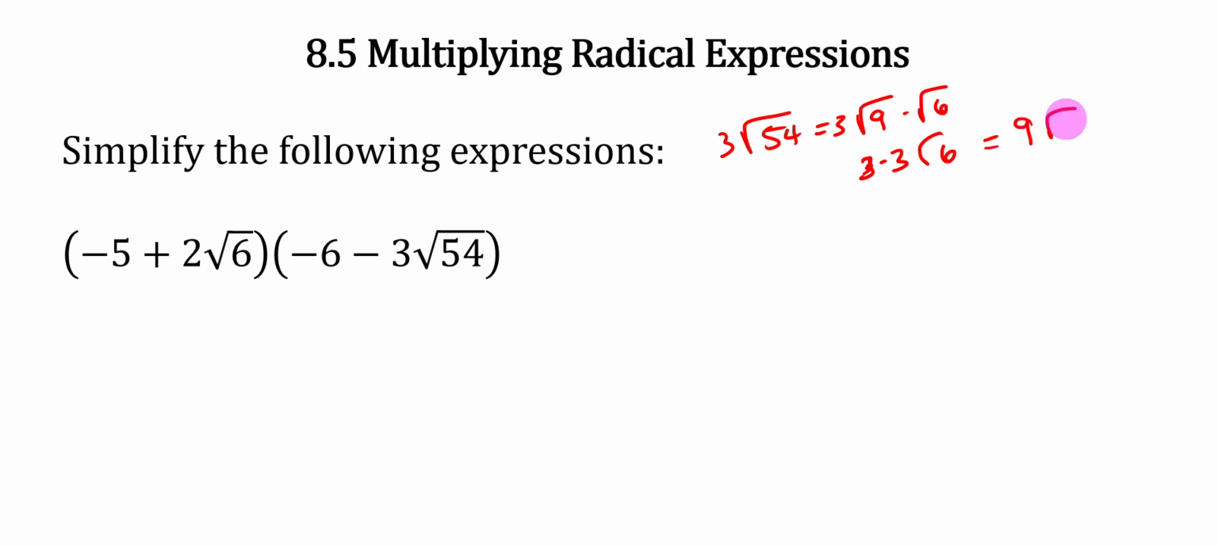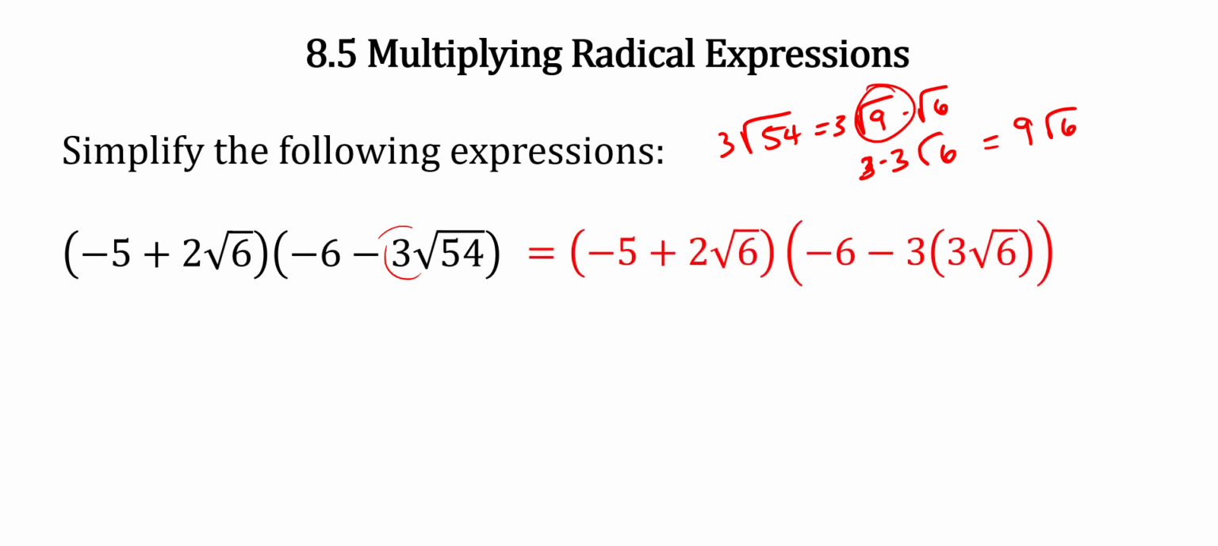So 9 square root 6. And the only reason that's 9, don't get confused that the square root of 9 is somehow 9. It's because this 3 is getting multiplied by the square root of 9, which is 3, which gives us 9 again. Okay, so we can't do anything with the square root of 6.